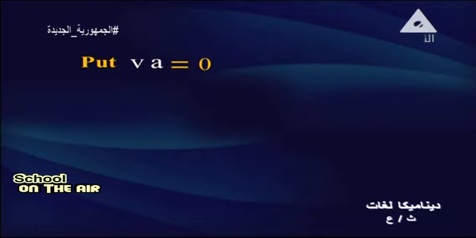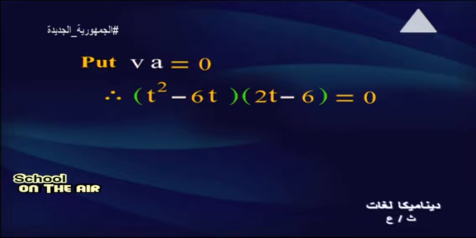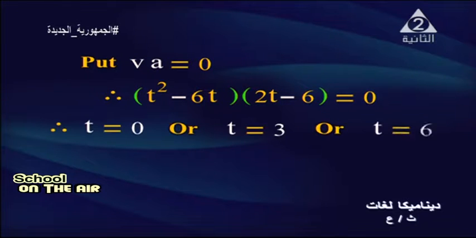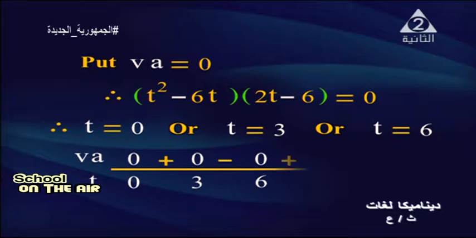Now va equals 0. Then (t² minus 6t) multiplied by (2t minus 6) equals 0. Then t equals 0 or t equals 3 or t equals 6. On the number line, when t equals 0, then va equals 0. When t equals 3, then va equals 0. When t equals 6, va equals 0.